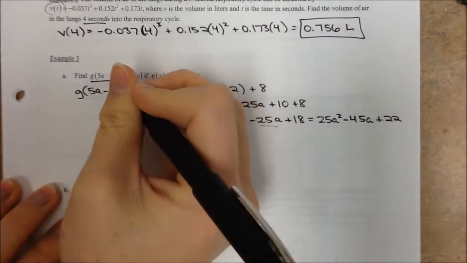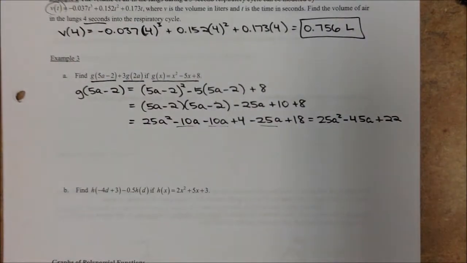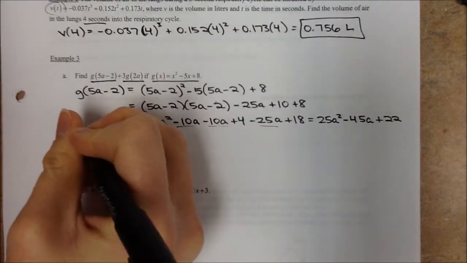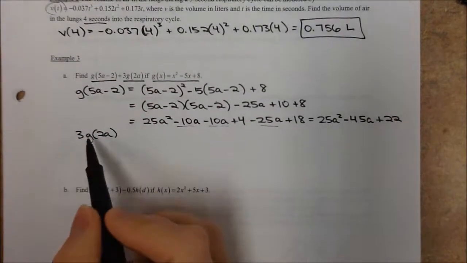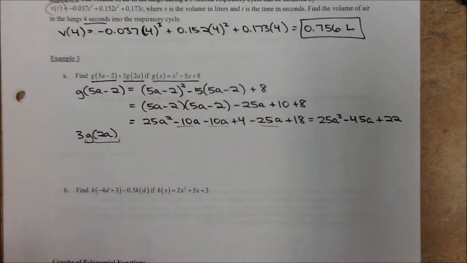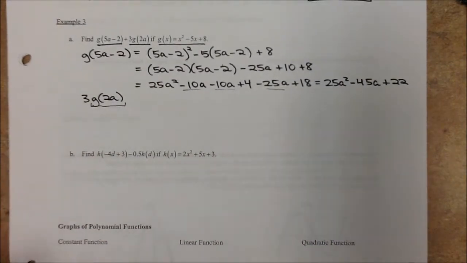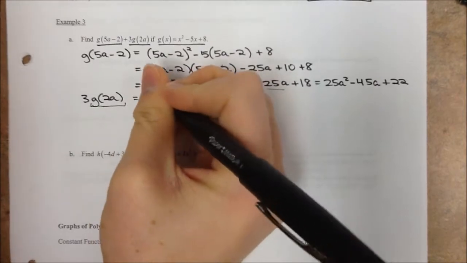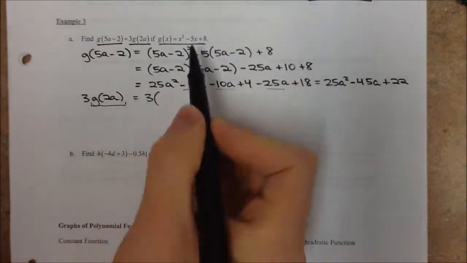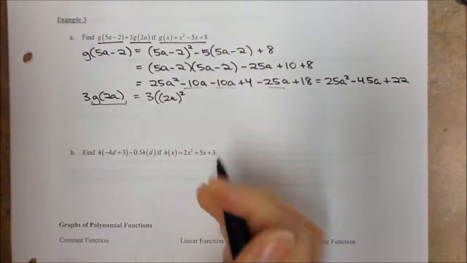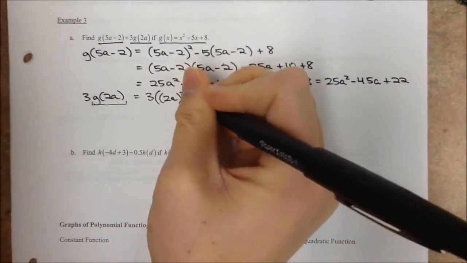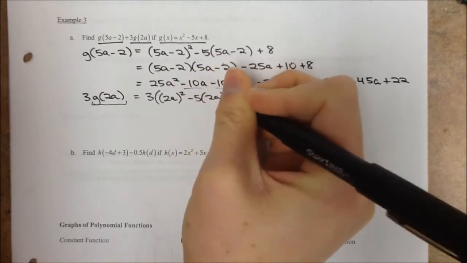Then I have to add it to this thing right here. So now let's work on that. So now 3, and then my last step will be to add them together, times g of 2a. Okay, so first of all, taking just this piece of it right here, I'm still going to go into my function g, and every time I see the variable, I'm going to replace it with a 2a. Then I'm going to multiply the whole thing by 3. So I'm going to put a 3 on the outside, big set of parentheses. I'm going to plug 2a in every time I see an x. So 2a squared, and then minus 5 times 2a, and then plus 8.